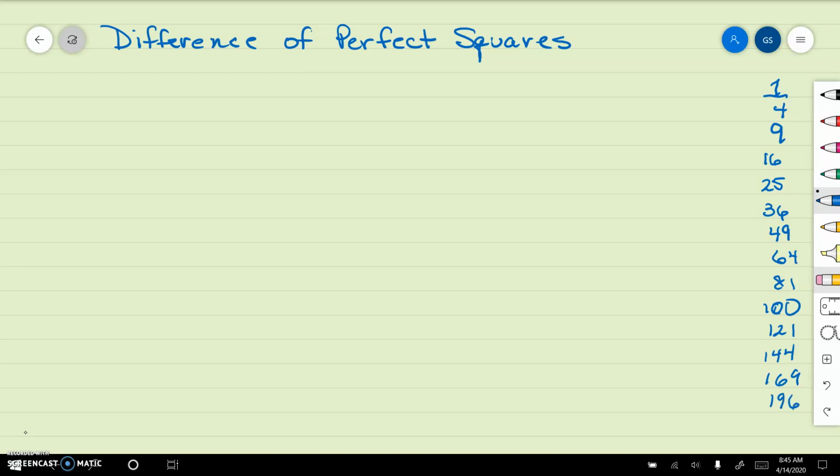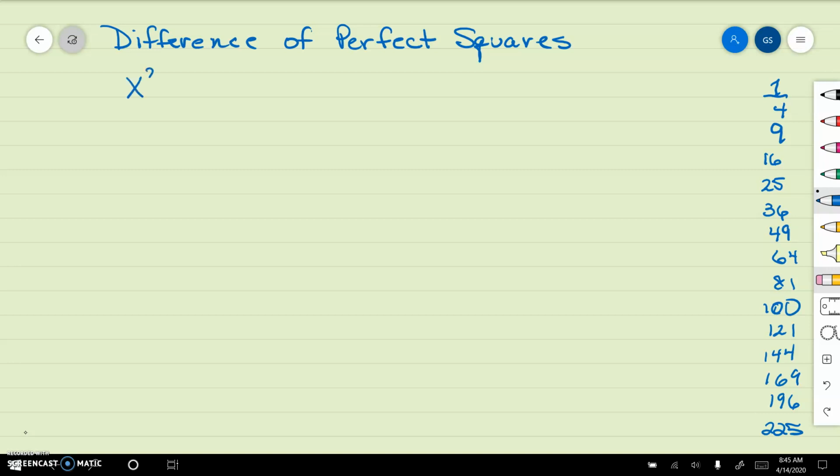You realize that's 169 and then 196. It's the only way I remember it. And then 15 times 15 is 225. Look at that, perfect number of lines. Okay, so those are your perfect squares. So here's what a problem that is talking about difference of perfect squares would look like.